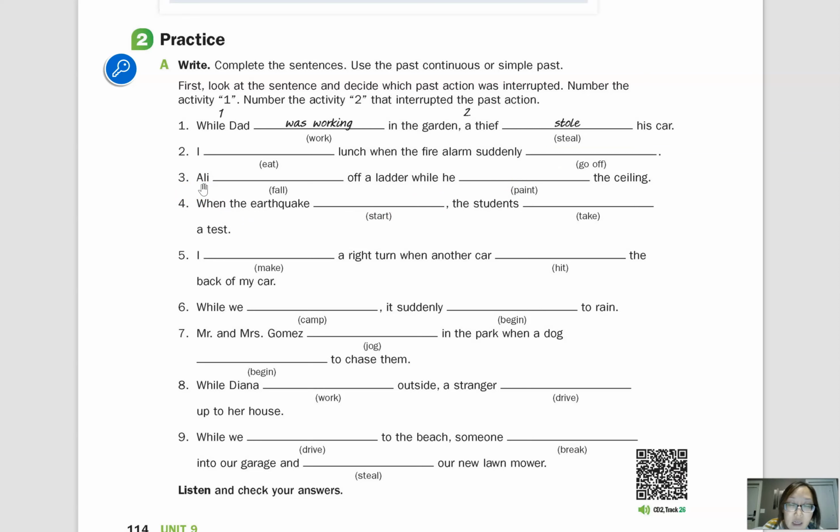What happened while Ali was painting the ceiling? Or you can say, what was Ali doing when he fell off a ladder?